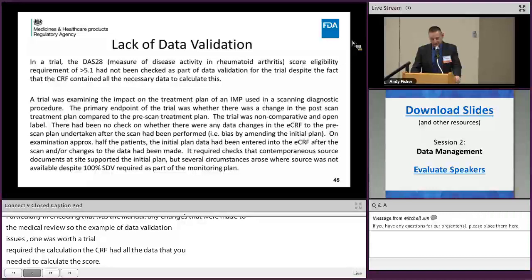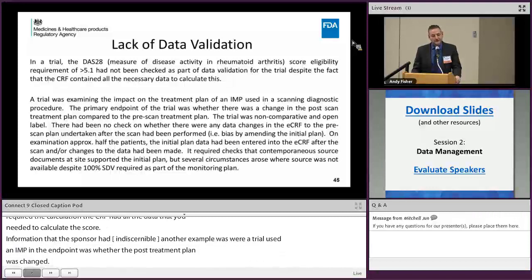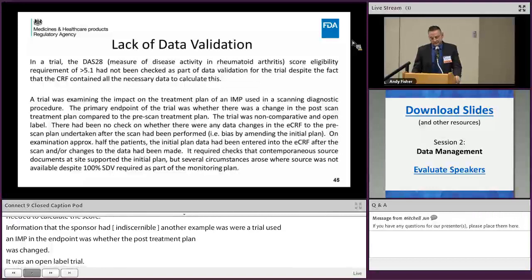Another example was where a trial used an IMP in a scanning process, and the endpoint was whether the post-treatment plan was changed as a result of the scan. It was an open label trial. And obviously one way to change a positive result in the change of the post-treatment scan was to amend the initial plan. And nobody thought to check, has the initial plan been changed since the scan?